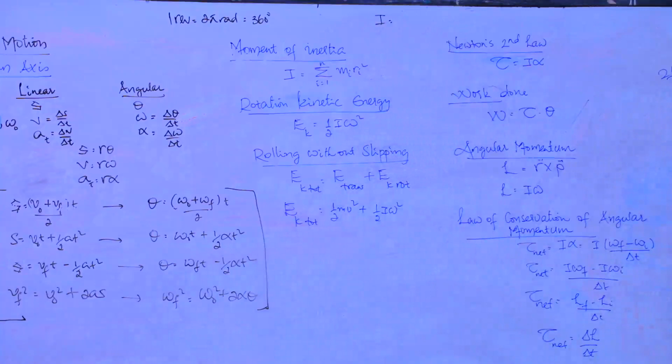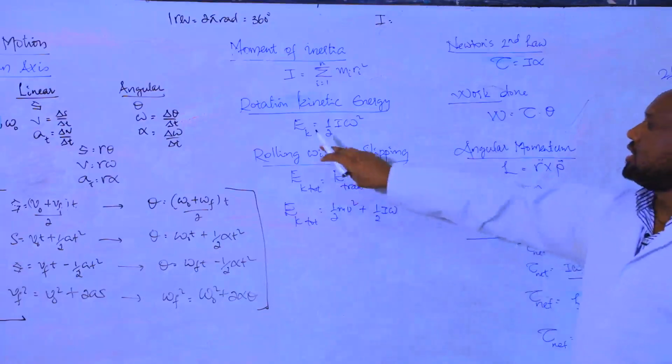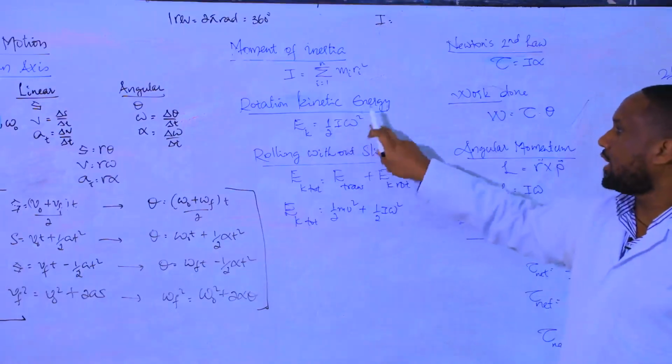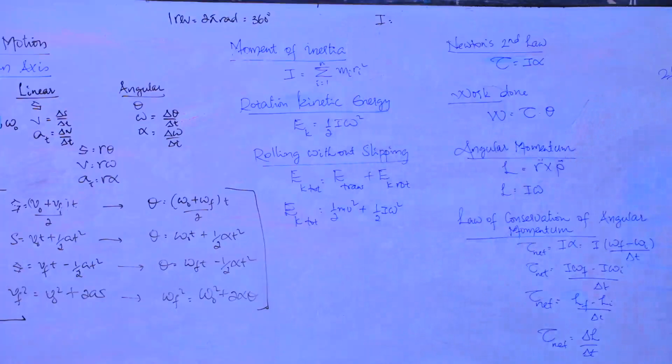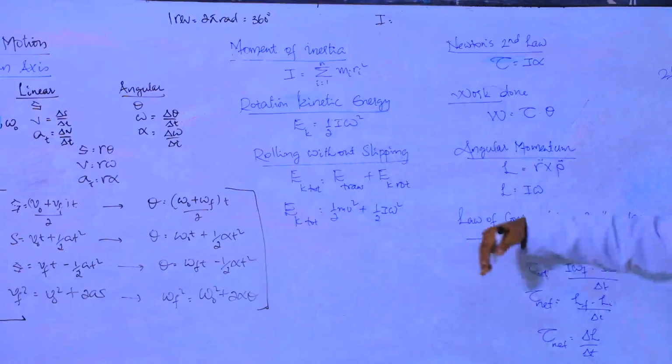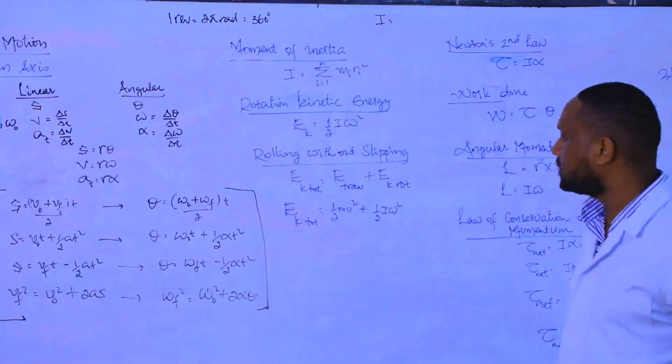Okay. So the next concept is about rotational kinetic energy. Rotational kinetic energy is energy possessed by the rotating rigid body, and it can easily be calculated using E equals half times I times omega squared, where I is the moment of inertia. This is the quantity that plays the role of mass in angular motion.